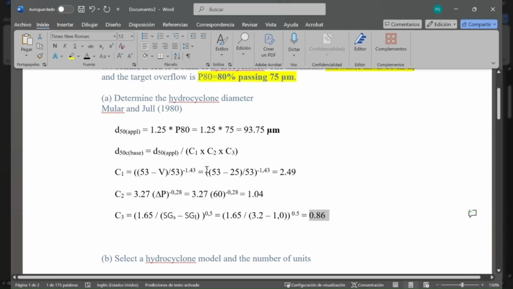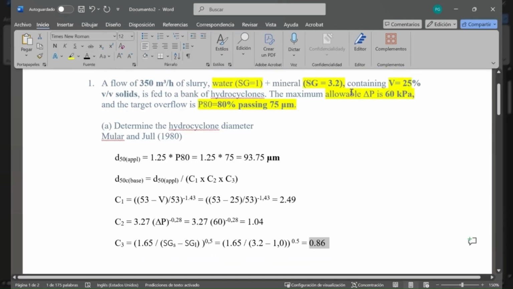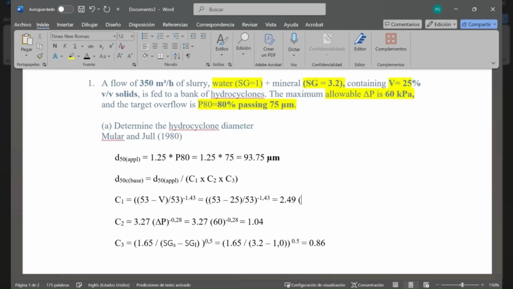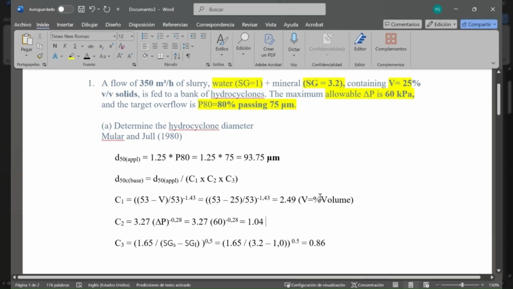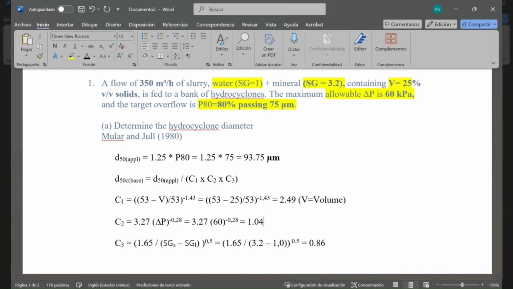And finally, if we replace the specific gravities here, this is going to give us a value of 0.86. These formulas are built so that the parameters in these units are entered into the equation. In this case, V is going to be the percentage of volume. You don't have to put the percent sign, but it's the value of the percentage, the volume percentage times 100.